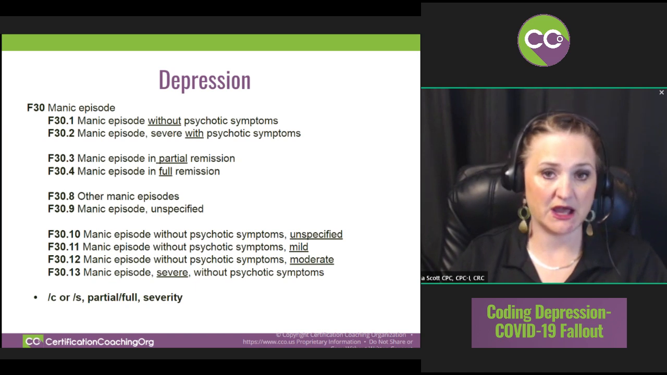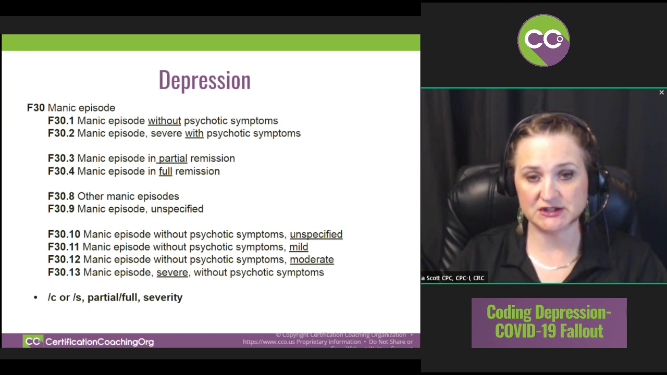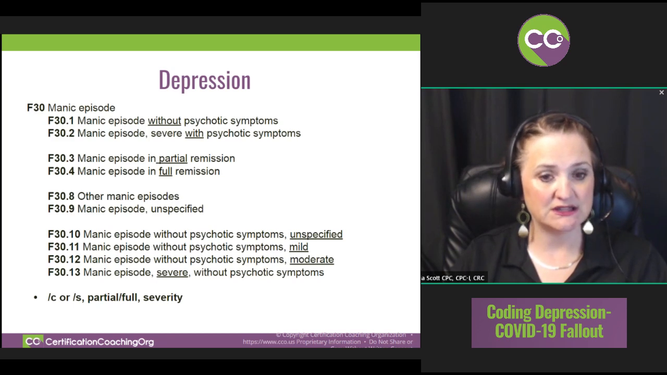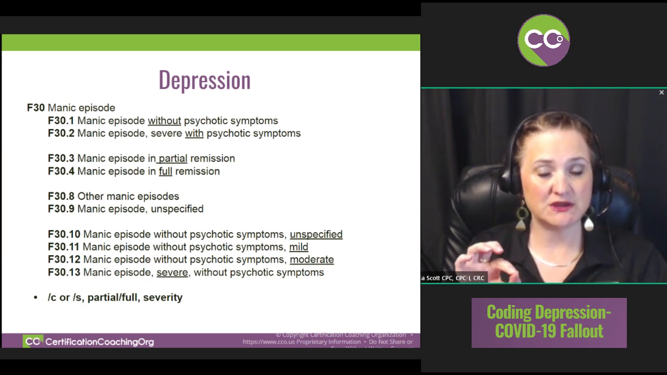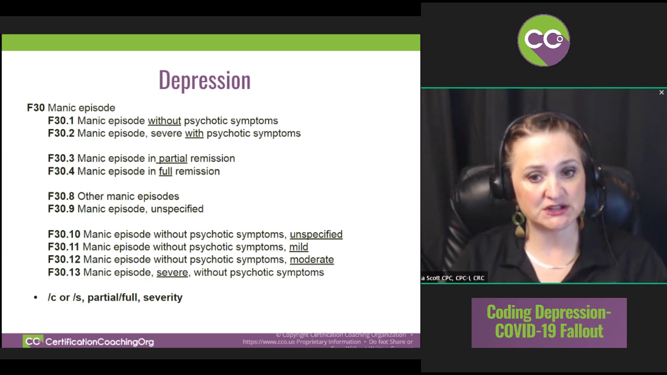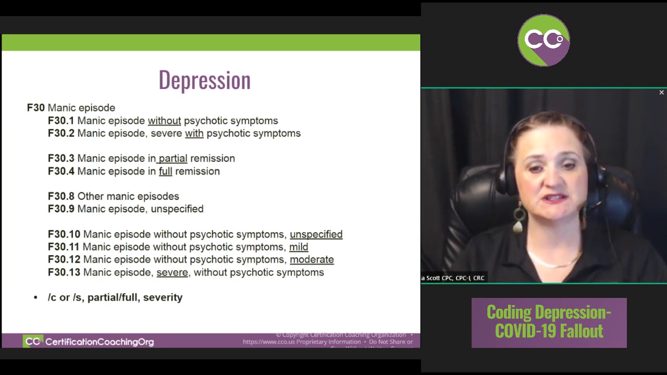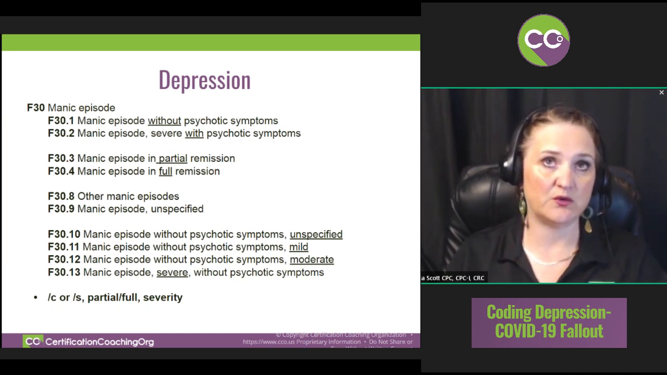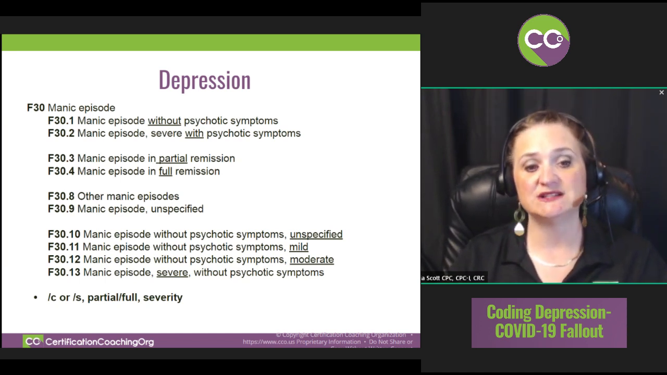It came in with a diagnosis of mild or moderate, and no documentation was there, so query the provider and give them the options. The main key to know about manic episodes is to identify the signs, whether it is in remission, whether they have partial or full remission, and wrap it all up with the severity.